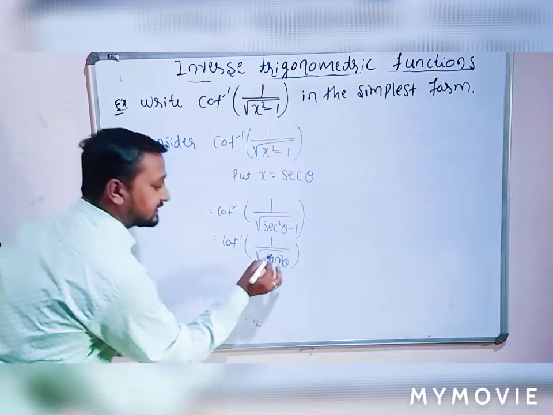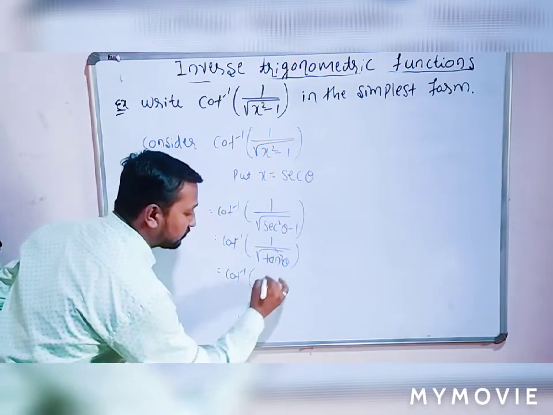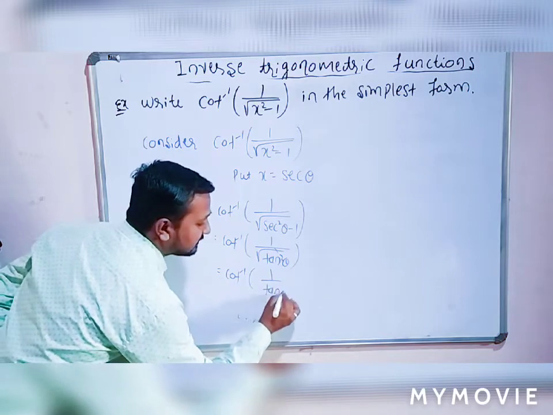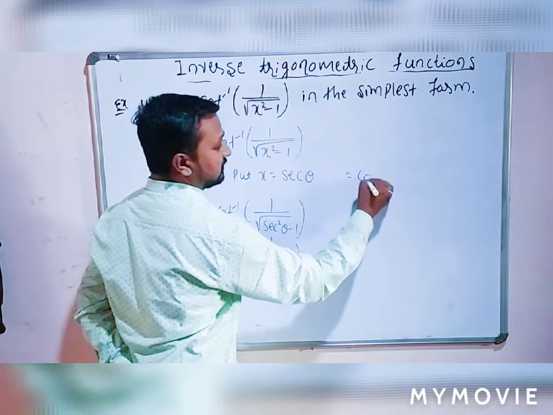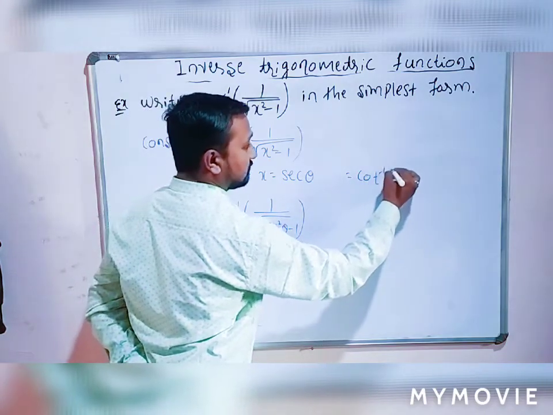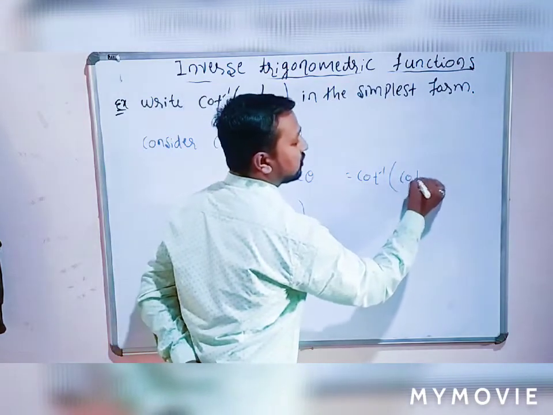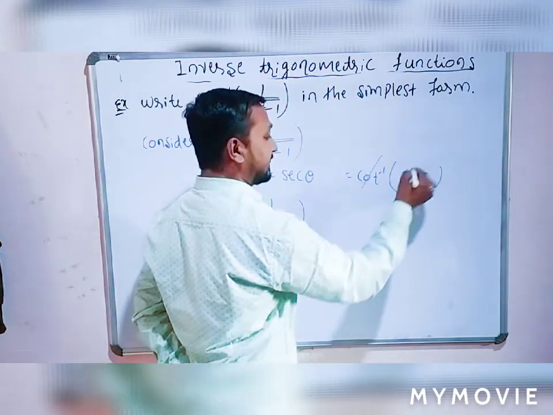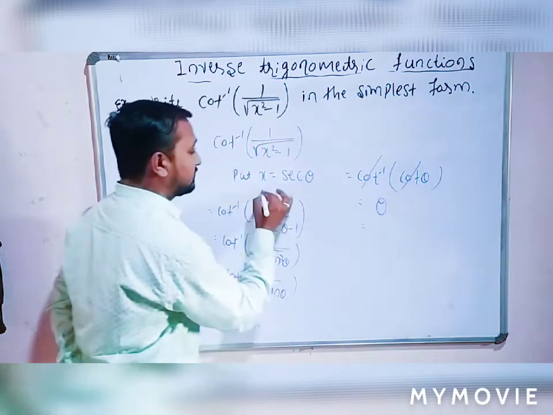Is that clear? Here, in the next step, the square and root get cancelled, leaving cot inverse of 1 divided by tan theta. Then in the next step, cot inverse of 1 divided by tan theta is nothing but cot theta. Here cot and cot inverse get cancelled, and theta is the answer.